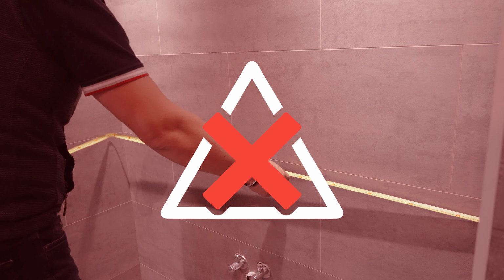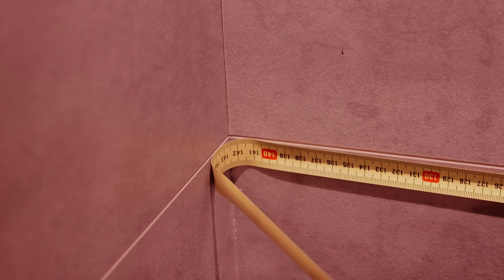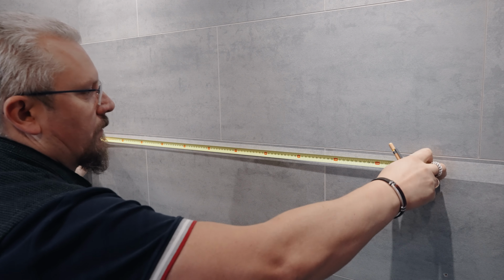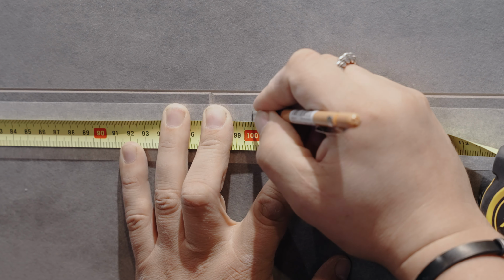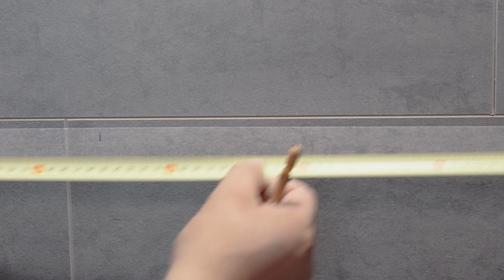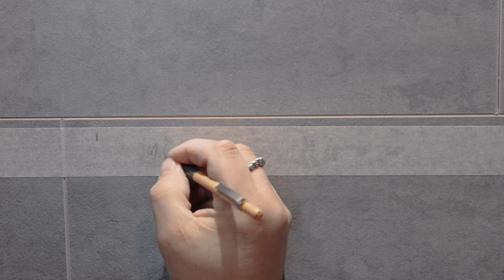When measuring the length, avoid taking a single measurement across the wall, as this can be inaccurate. Instead, measure from one end up to a round number. Then measure the remaining distance from the other side, and add the two measurements together.